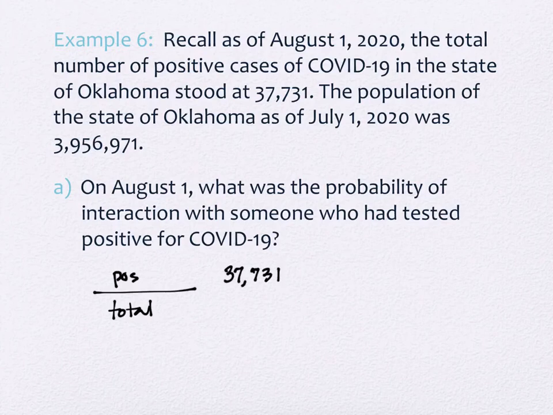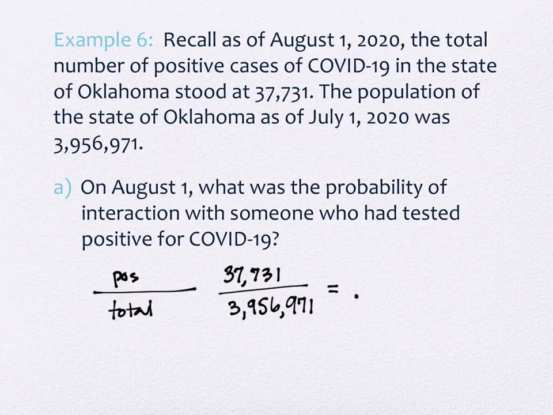37,731 was the positive caseload at that point. And my total number in Oklahoma at that point was 3,956,971. If you grab your calculator to do that, we're just going to go with 4 decimals of accuracy, which is probably sufficient on most probabilities. Your book tends to do that on some of their problems for cards and things like that too. So we'll go with 4 decimals. What do you get for your 4 decimals if you do this division?